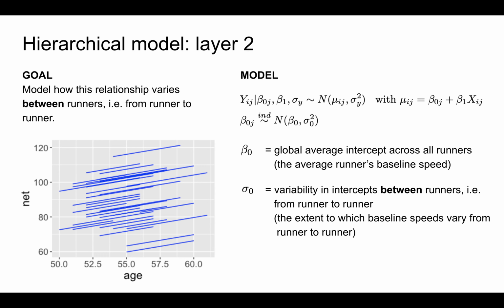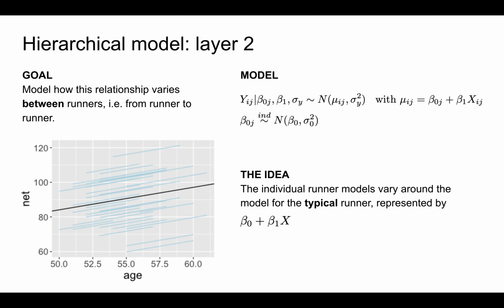Combined then, the first two layers of this model assume that the individual runner models, represented by the light blue lines here, vary around the model for the typical runner, represented by the black line in the plot. And this black line is captured by the formula beta 0 plus beta 1x, where beta 0 and beta 1 are the global intercept and slope. And sigma 0 describes how much the individual lines fluctuate from this global.